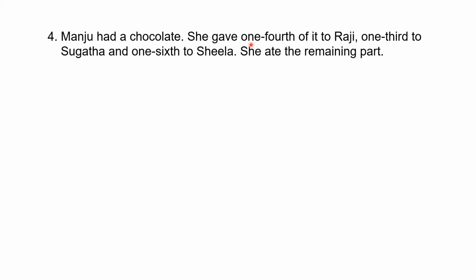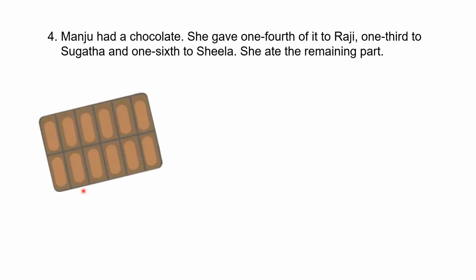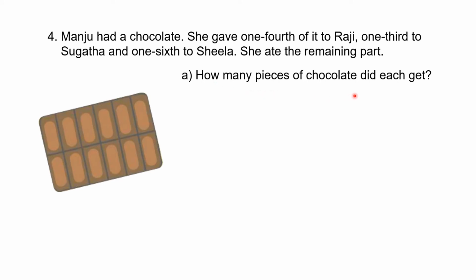Manju had a chocolate. She gave 1/4 of it to Raji, 1/3 to Sugata and 1/6 to Sheila. She ate the remaining part. This is the chocolate bar. How many pieces of chocolate did each get? Let us count the number of pieces in this chocolate bar. There are 12 pieces in this chocolate bar.